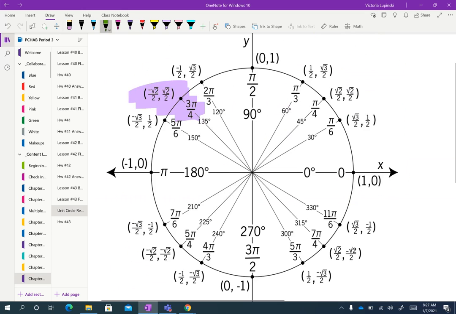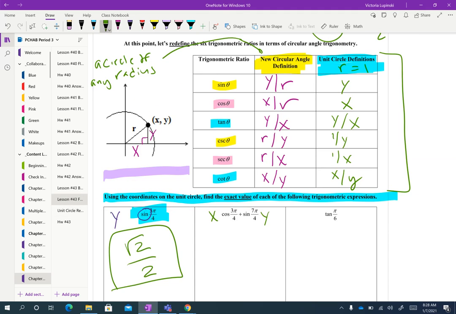So if we go back again to our reference here, at 3 pi over 4, the x value is negative root 2 over 2. At 7 pi over 4, the y value is negative root 2 over 2. So if we go back to filling in our values here, we are going to take negative root 2 over 2 plus negative root 2 over 2. That's going to be negative 2 root 2 over 2, which simplifies to negative radical 2. So for each of these problems, this is all it's asking you to do. Find the appropriate ratio and find the appropriate value on the unit circle. So let's try a couple more.